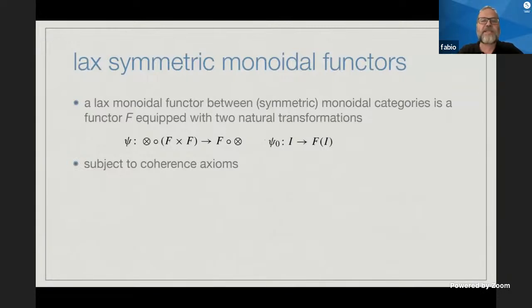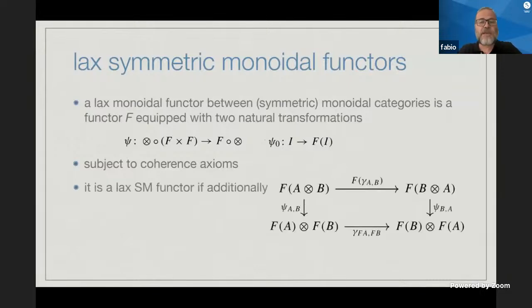What is a lax symmetric monoidal functor? Well, it's just a functor between symmetric monoidal categories which has two natural transformations, like this. It is subject to some coherence axioms. It basically tells me that F of A times B is not the same as FA times FB. There has to be some natural transformation, but they are not the same.